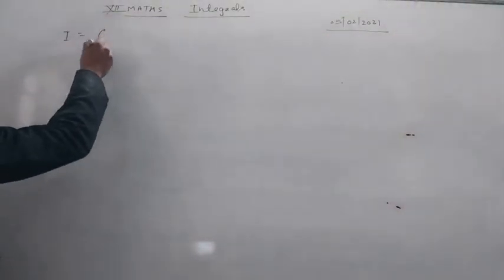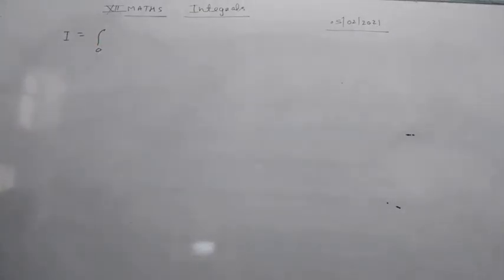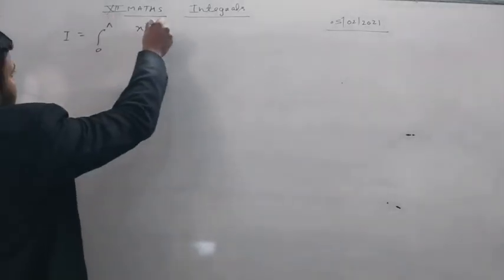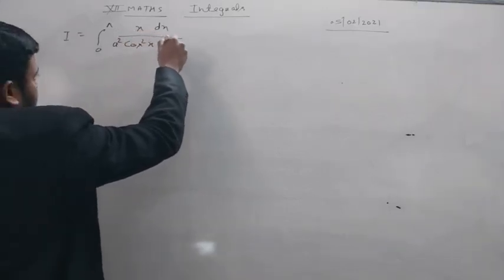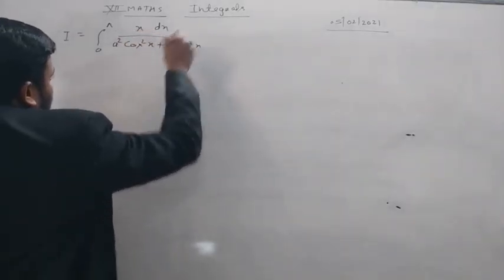Our first question is: find the integral from 0 to pi of x dx by a square cos square x plus b square sin square x. Okay students, so this is our question: the integral from 0 to pi of x dx by a square cos square x plus b square sin square x. Now we have to find the integral of this.